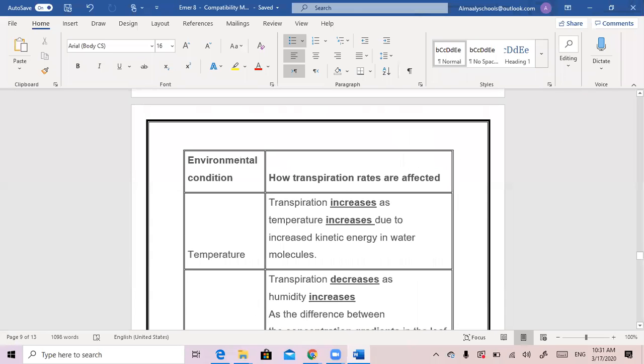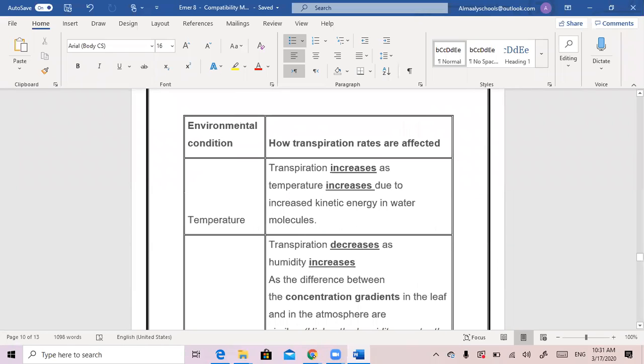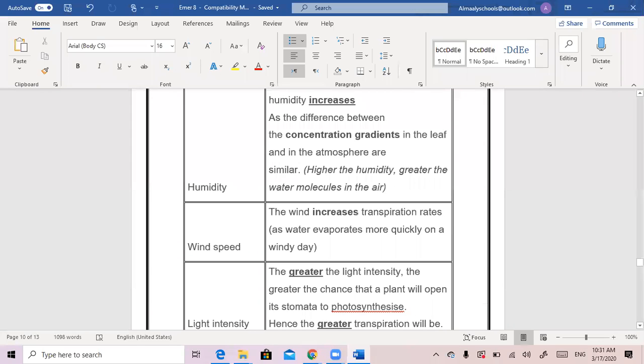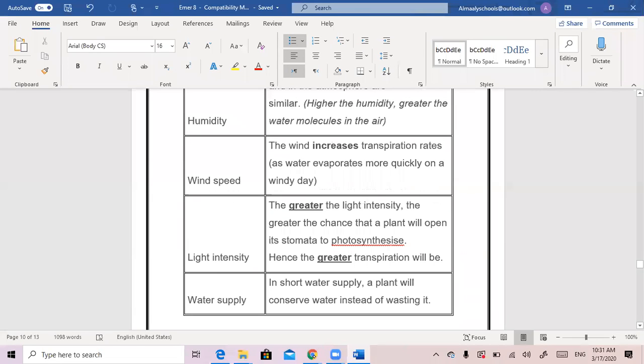Okay? What are the environmental conditions for transpiration? Number one, temperature. Transpiration increases as temperature increases, due to increased kinetic energy. Number two, humidity. Transpiration increases when the concentration gradient between the leaf and the atmosphere is larger. Wind speed: wind increases transpiration rate, as water evaporates more quickly on a windy day.